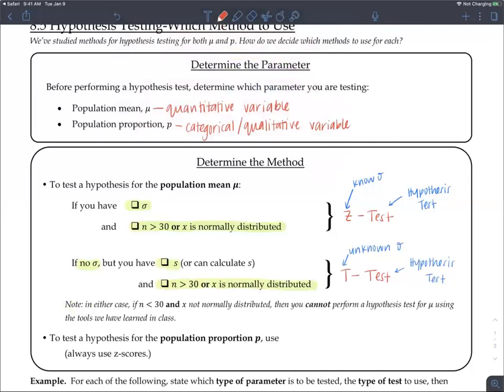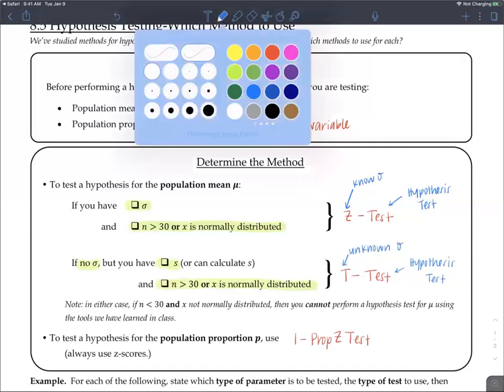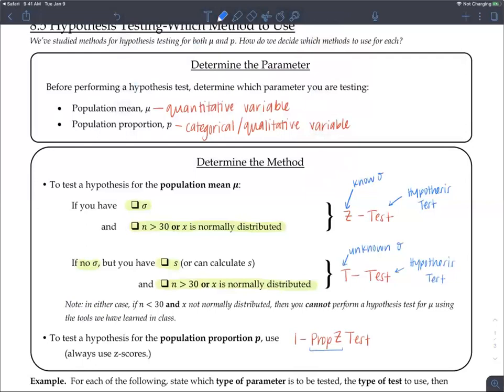Then the second case is if you're testing your proportion. If instead of having mu, you have p, which function in your calculator are you going to use? One prop z test. Yeah, one prop z test, right? And so this prop z is coming from the fact that it's a proportion. And whenever it's a proportion, you use z-scores, right? So that's why there's a little note down here saying always use z-scores. And then the test is, again, because it's a hypothesis test.